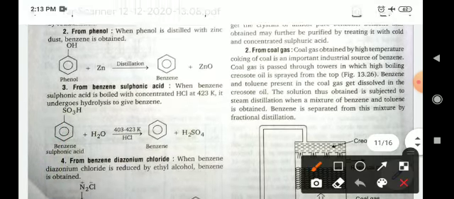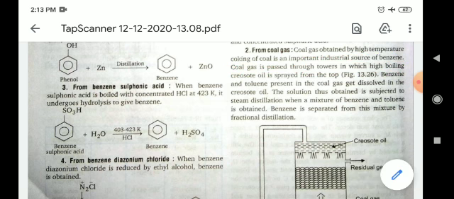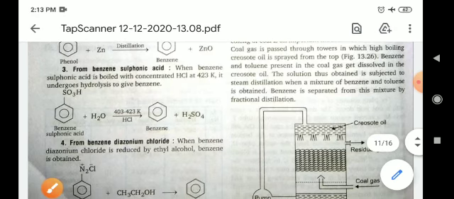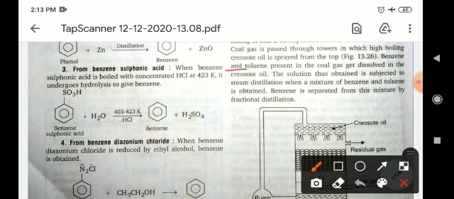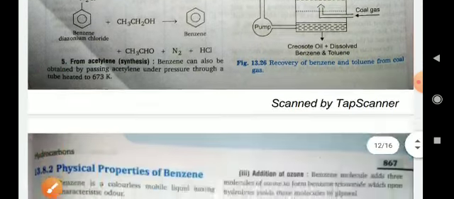Next from coal gas. Coal gas is obtained by high temperature coking of coal and is an important industrial source of benzene. Coal gas is passed through towers in which high boiling cresol oil is sprayed from the top, and benzene and toluene present in the coal gas get dissolved in the cresol oil, and after fractional distillation benzene can be obtained. Okay.